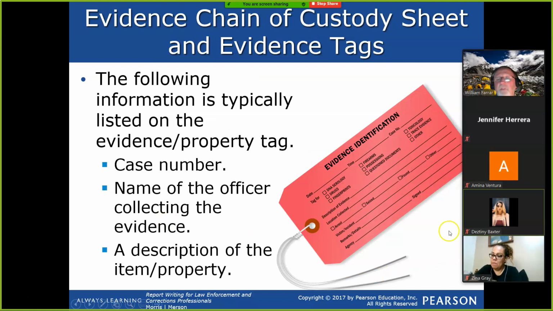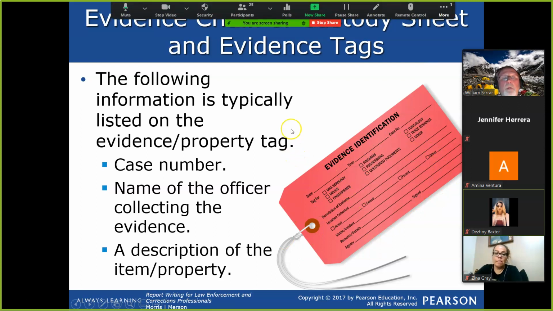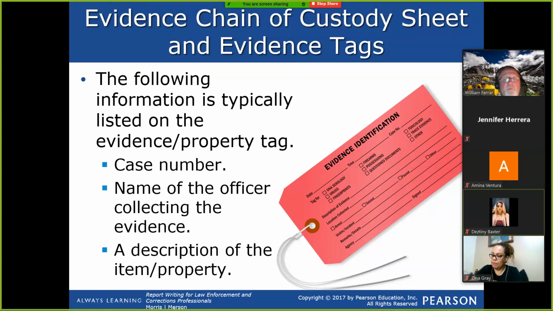Same with basic evidence tags. When you're filling out one of these, it's really important that when you list property, case number, name of the officer, description of property, don't shortcut. If there's something there, like victim or incident, don't leave it blank, fill out whatever it asks you to fill out. So again, these are all little reports, but chain of custody is important.